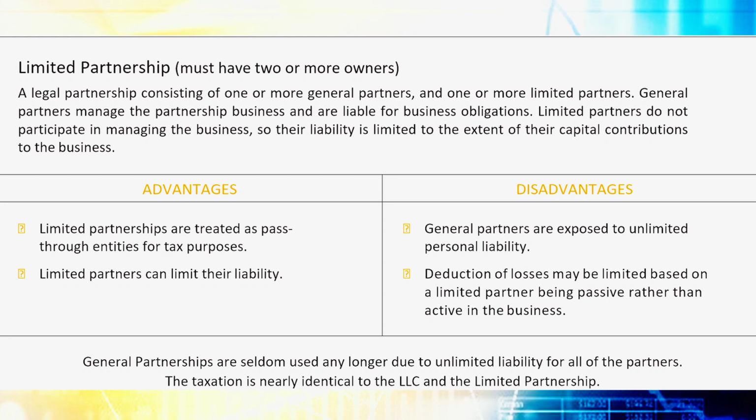The disadvantages: general partners are exposed to unlimited personal liability. Deduction of losses may be limited based on a limited partner being passive rather than active in the business. General partnerships are seldom used any longer due to unlimited liability for all the partners. The taxation is nearly identical to the LLC and the limited partnership.